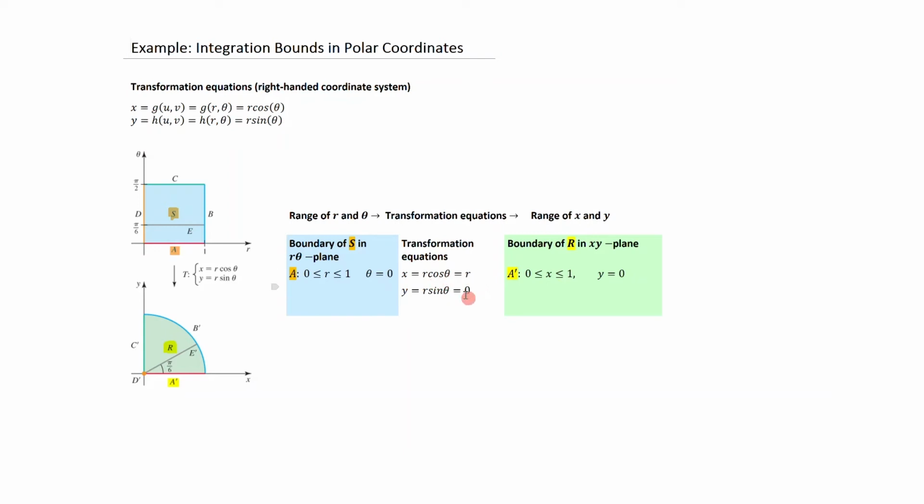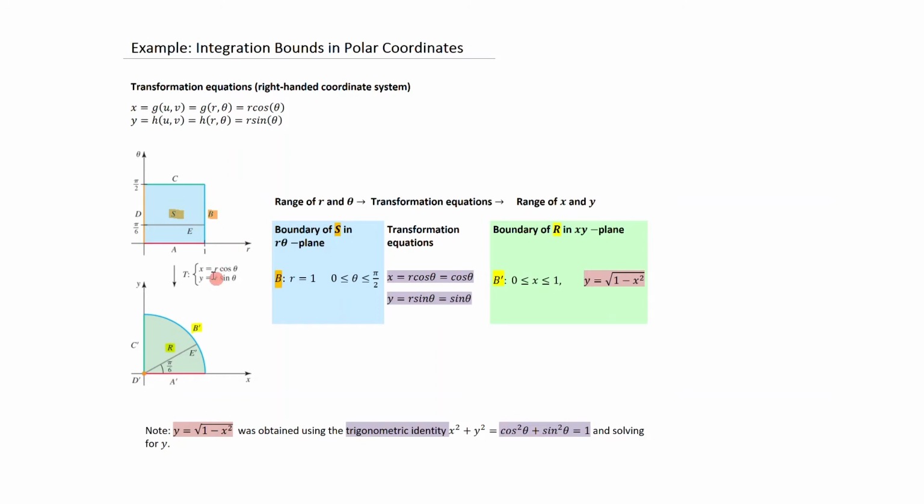So now basically we want to know how this line translates into a line or curve in the xy domain. So we know that r ranges from 0 to 1, in which case x will basically range from 0 to 1, and y is already 0. So this is basically the mapping of A prime, which is this straight line that you see here, which goes from 0 to 1 for x, and y equals 0.